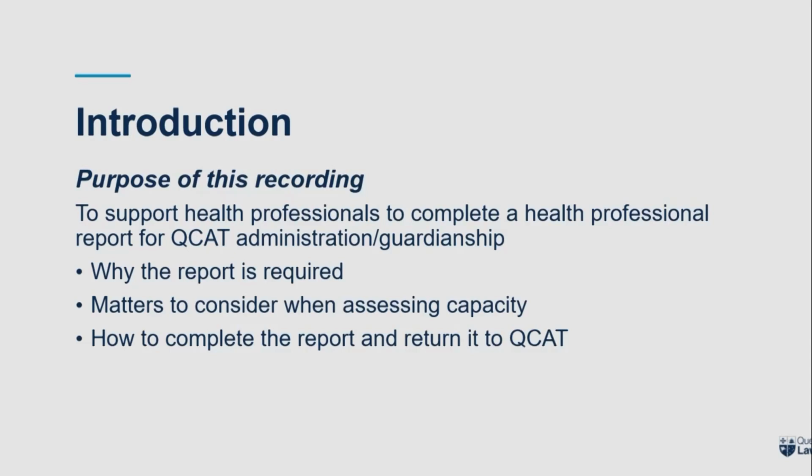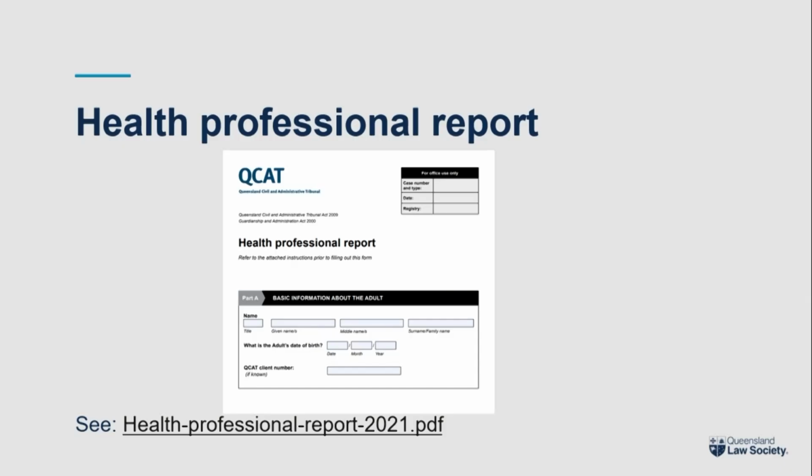So we're here today to discuss health professional reports for applications in Guardianship and Administration Matters in QCAT, which is the Queensland Civil and Administrative Tribunal. We'll be covering what a health professional report actually looks like, why it might be required, what matters the health professional might consider when assessing capacity, and how to complete the report and return it to QCAT. On the slide, we have an example of the health professional report and what it actually looks like. And we'll go through the sections of the report later.